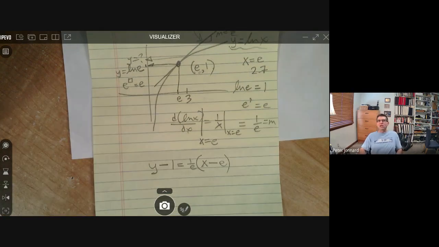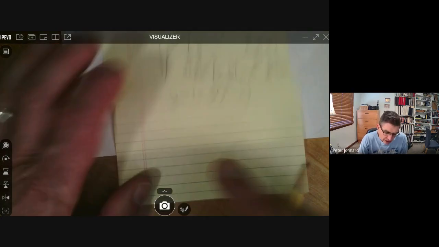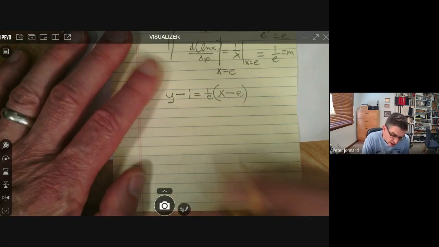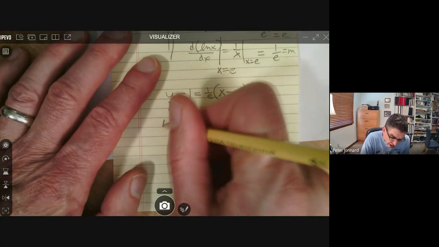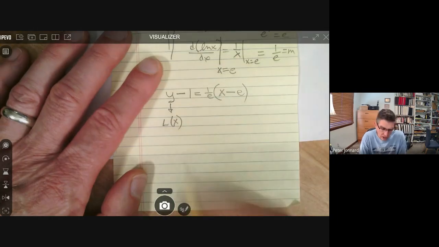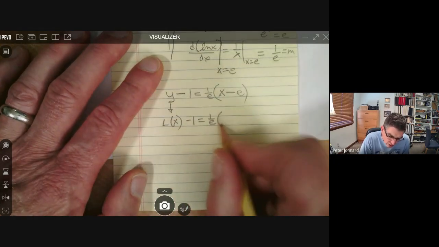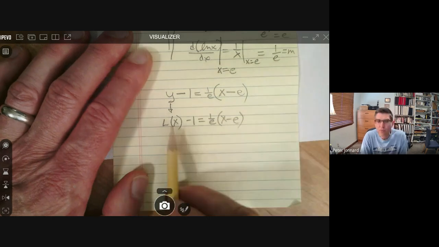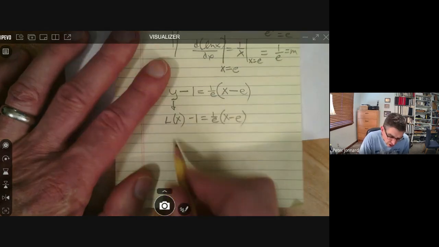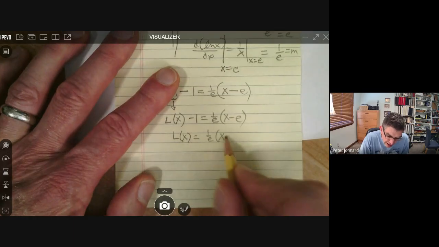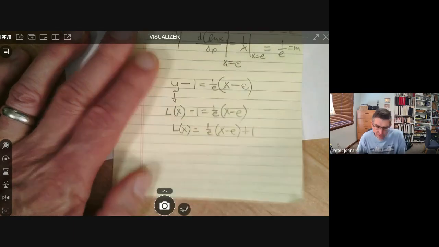The thing that seems to get students hung up is that typically when they ask for linearization, they want you to write this as a function of x. So if you think of this as some linear function of x, just replace y with L of x. L of x minus 1 is equal to 1 over e times the quantity x minus e. Basically, get this by itself. So L of x is equal to 1 over e times x minus e, plus 1.